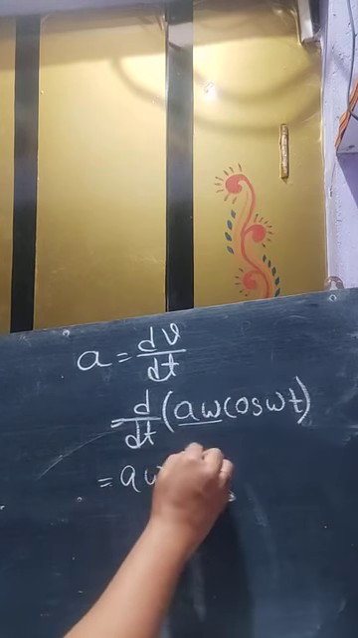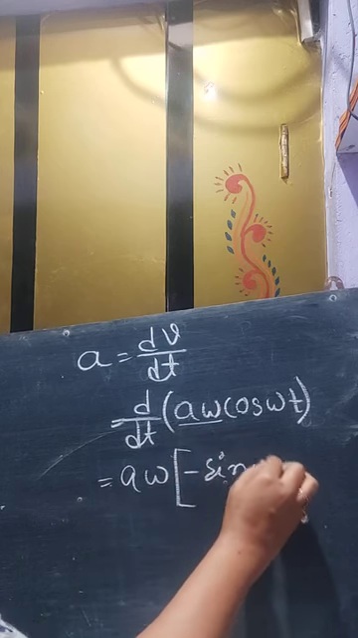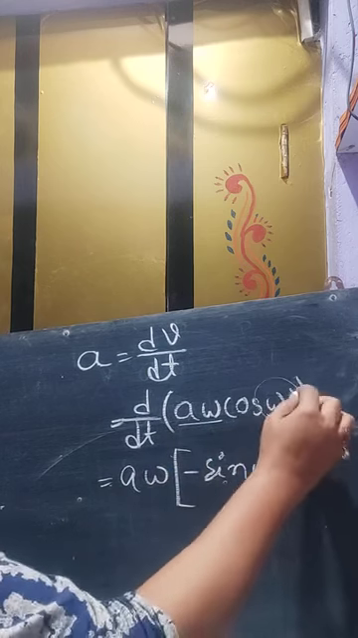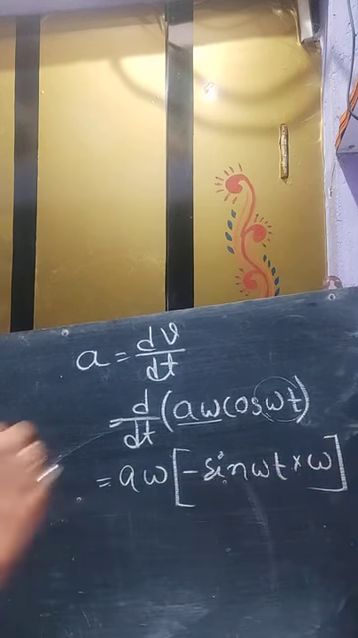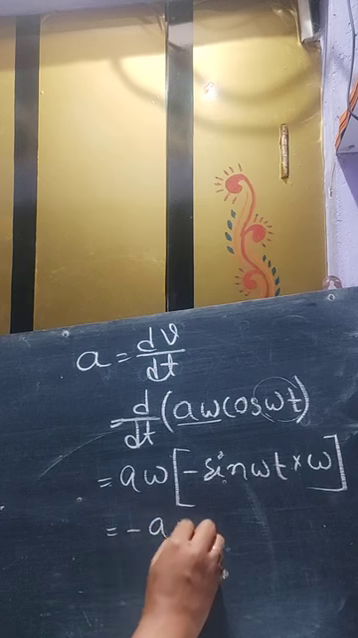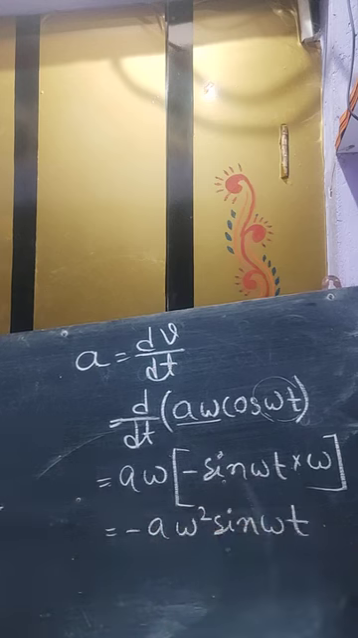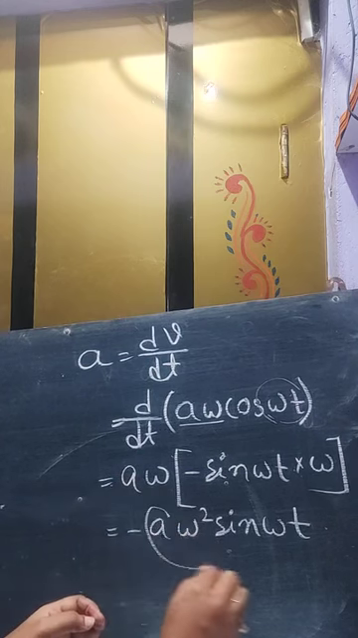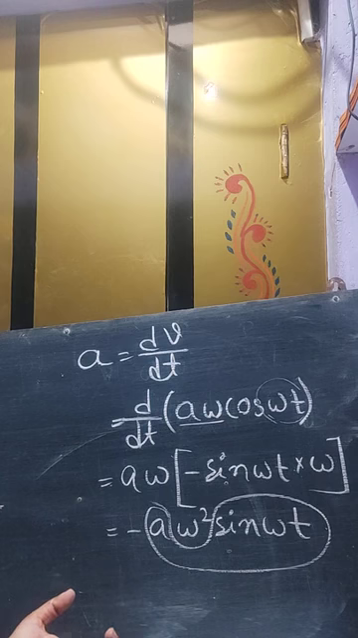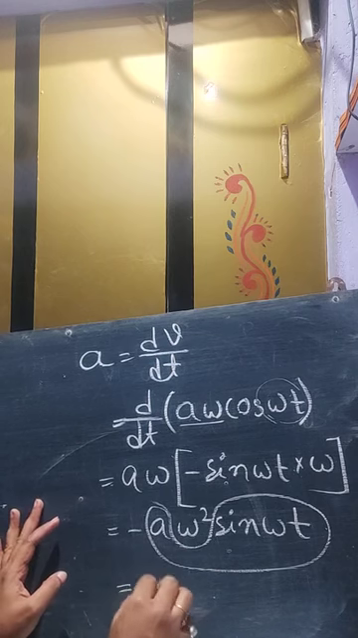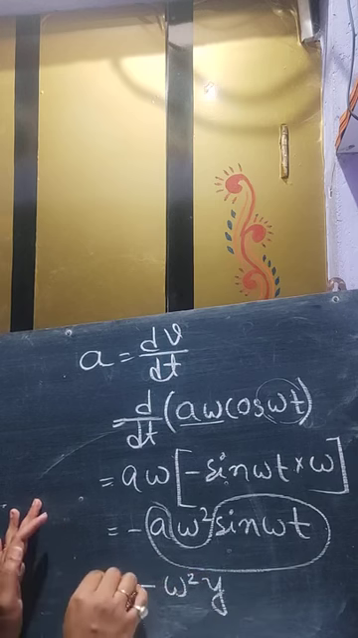Now what is the differentiation of cos omega t? That is minus sin omega t. Now omega t is there, so for this, omega will be the differentiation. So the result will be minus a omega squared sin omega t, right? Now what is this a sin omega t? That is nothing but my y. So acceleration is defined as minus omega square y.